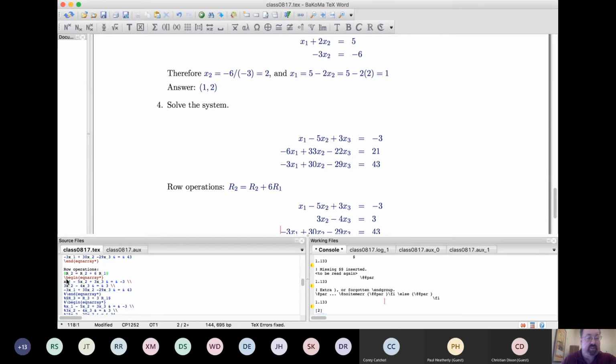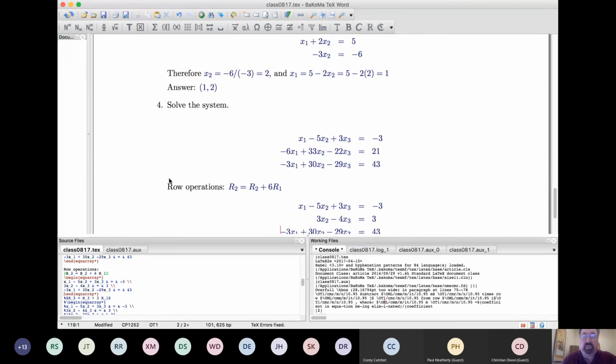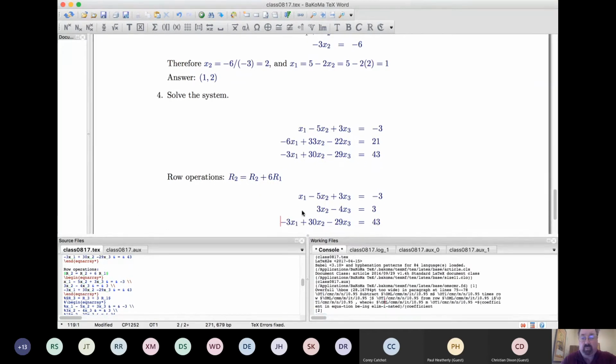And we see what that does to the system. So that one entry from the second equation has been removed. Third equation, we haven't done anything to that yet, but the rest of the second equation is updated as a result of taking 6 times these terms and adding to this portion of a row down here.